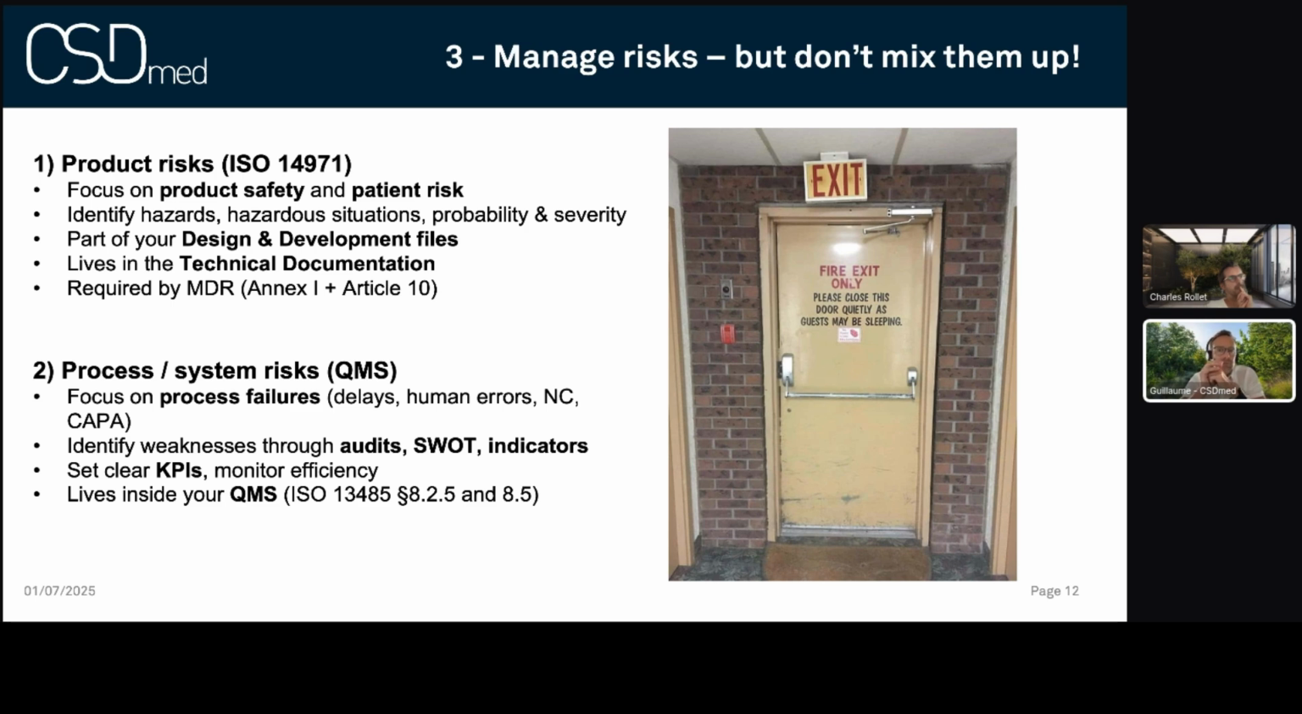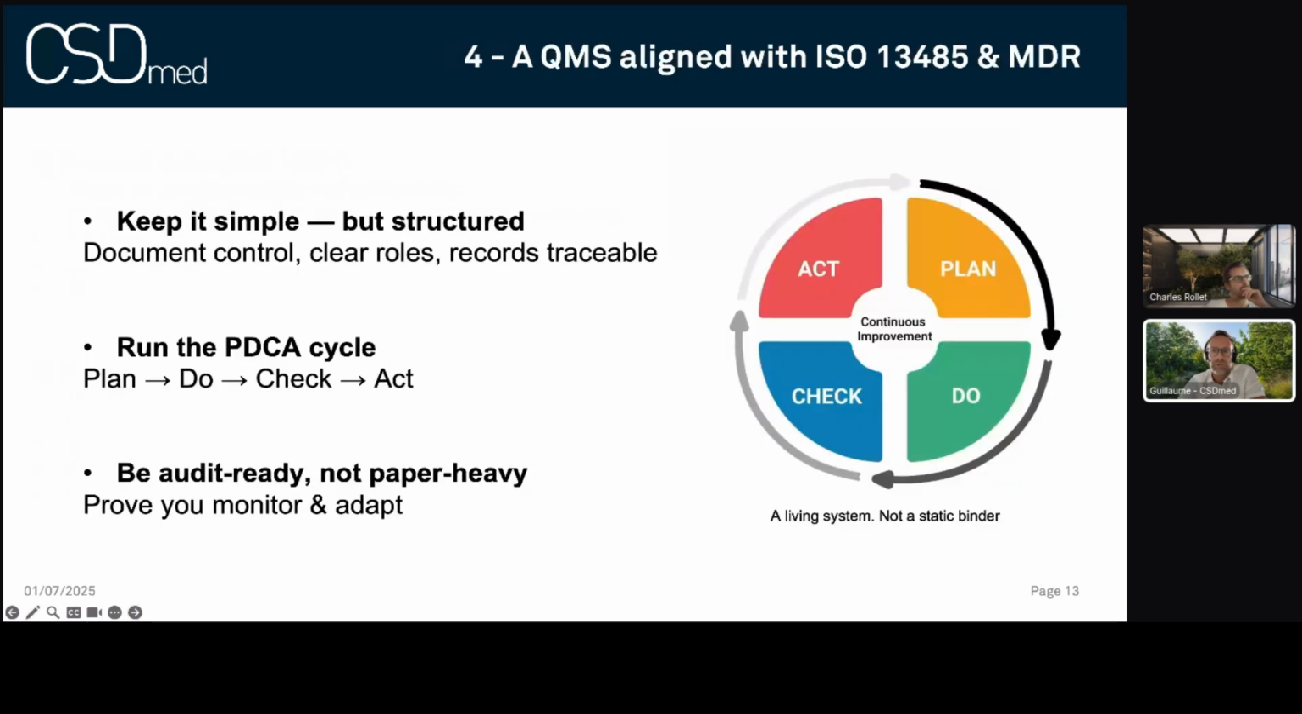For processes and system risk, so it's within your QMS. You have the SWOT linked to the processes, and you have also all the information you gathered regarding non-conformities, CAPAs, material vigilance, etc. So all that will nourish and circle back into your QMS to improve it or correct when things are going wrong. And remember, in ISO 13485, it's section 8.2.5 and 8.5 that are around all these topics. So that's a good introduction about continuous improvement.